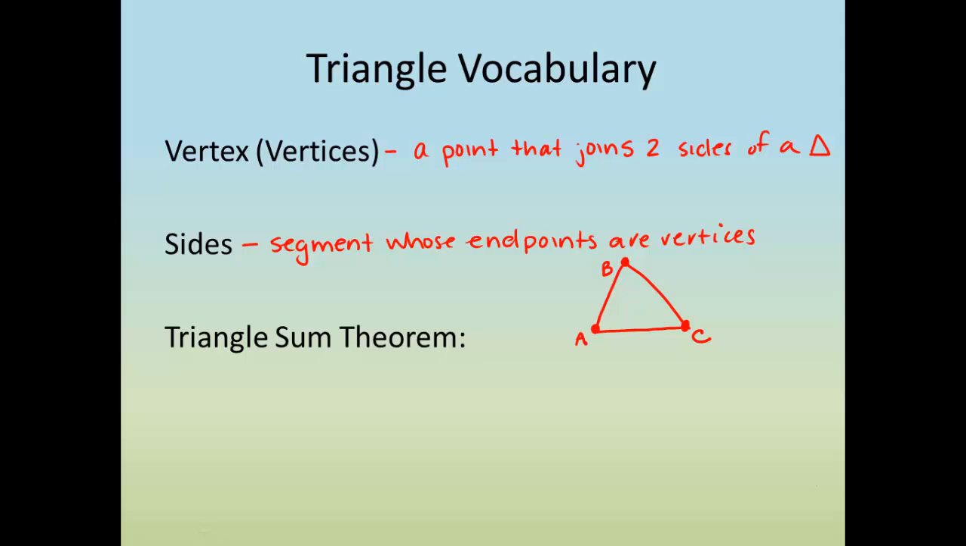Sides. Sides are segments, so if I ask about a side, I would be talking about side AB, and I would mark it with the segment bar above. We also can talk about side BC or side CA. So the triangle has three vertices, A, B, and C, which are points, and three sides, AB, BC, and CA, which are line segments. Next, we're going to talk about the triangle sum theorem.